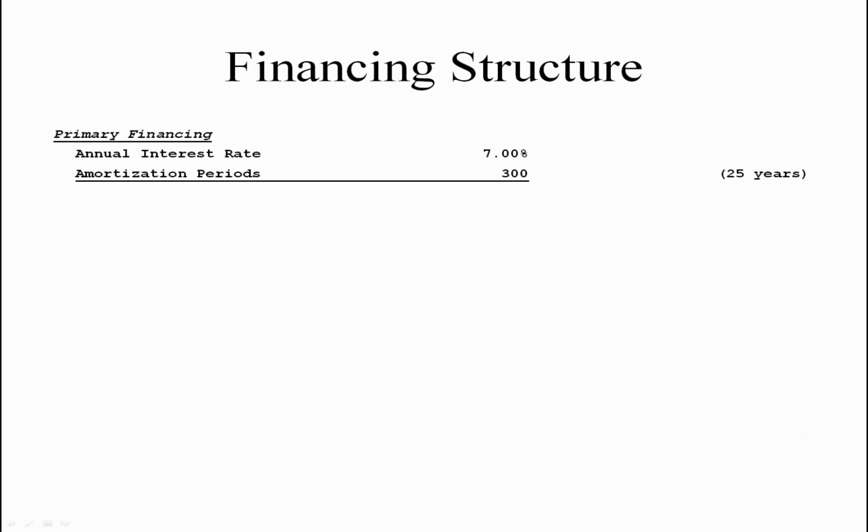Financing structure. Primary financing. Annual interest rate 7%. Amortization periods 300. We calculate the blending of those two terms. The annual debt constant is 8.48%. Loan-to-value ratio 75%.